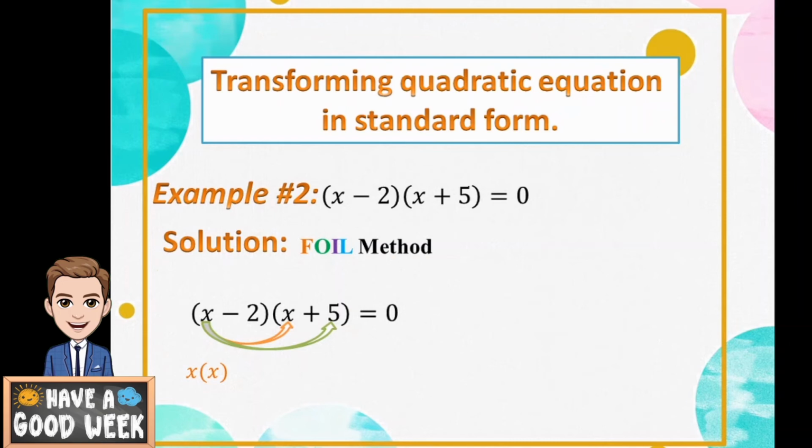So, multiply x times 5. Okay. Next is inner term. Inner term. Ayun, si inner term. So, negative 2 times positive x. And si last term, syempre, ayun, si negative 2 times positive 5. Again, FOIL method. First term, outer term, inner term, and last term. So, ayun na po ba yung sagot? Syempre, hindi pa. We are going to simplify. Okay? So, para mas makuha natin yung standard form.